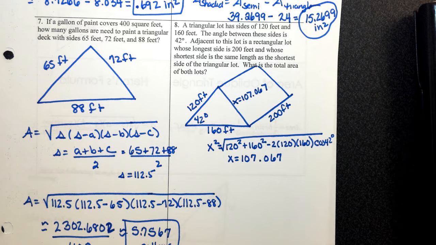So my picture is set up correctly because they're saying the side of the rectangle is the same length as the shortest side of the triangle, and this is indeed the shortest side of the triangle. So any questions about the way the picture is set up?